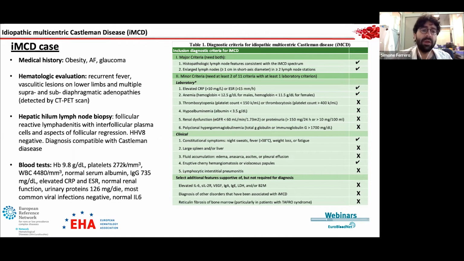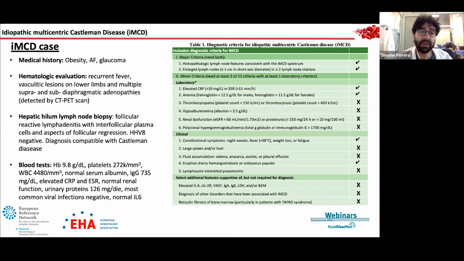While this is another recently treated patient, a female, 67 years old. She was admitted for a recurrent fever and vasculitic lesions on lower limbs. And when diagnosed, she was found to have multiple supra and subdiaphragmatic adenopathies detected by CT and PET scan. A lymph node surgical biopsy of the hepatic hilum lymph nodes demonstrated a follicular reactive lymphadenitis with interfollicular plasma cells and aspects of follicular regression.